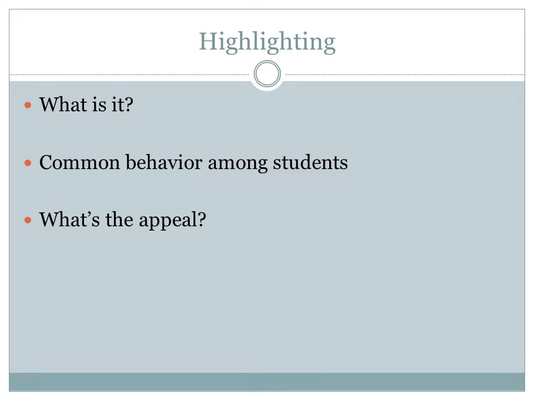Next, we have highlighting. What is it? Common behavior among students, and what's the appeal? Highlighting occurs when a student marks or underlines text that he or she deems necessary to their learning. Through a systematic evaluation of textbooks, highlighting was seen as a frequent occurrence in textbooks, meaning that it is a very common behavior that we can see among students. Undergrads, middle school, high school, pretty much across the board, highlighting is a very common learning technique. Highlighting is appealing because it is quick and easy to do. No training is necessary at all.